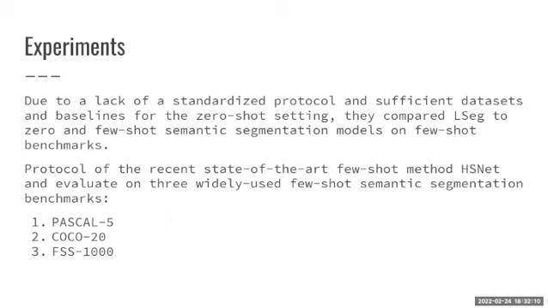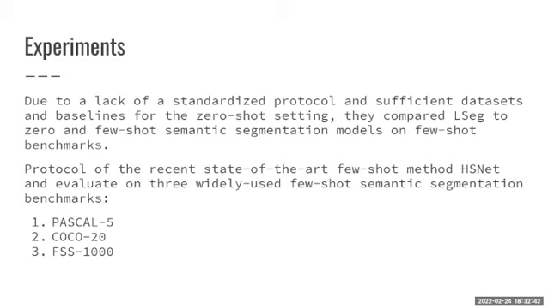So here in language segmentation, for zero shot and few shot semantic segmentation models on a few shot benchmarks, there is a lack of standardized protocol and sufficient datasets. Baselines for the zero shot setting are available. So here there are three protocols. They take the recent state of the art few shot method, that is HSNet, and evaluate on three widely used few shot semantic segmentation benchmarks.